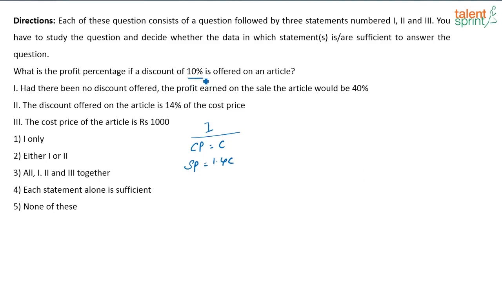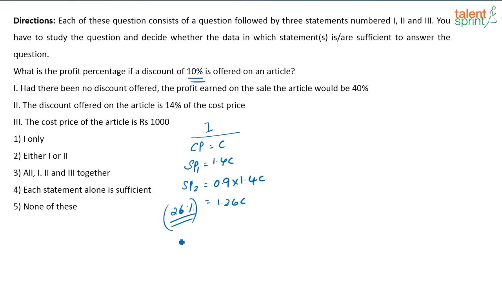Now when a discount of 10% is given on this, then what will happen? Then what will be your new selling price? Your new selling price will be 0.9 of 1.4 C, correct? Because 10% is discount, correct? Or what is this equal to? This is nothing but 1.26 C, or I can say the net profit percentage is 26% now, and I am giving again a discount of 10%, right? The net profit percentage becomes 26%.